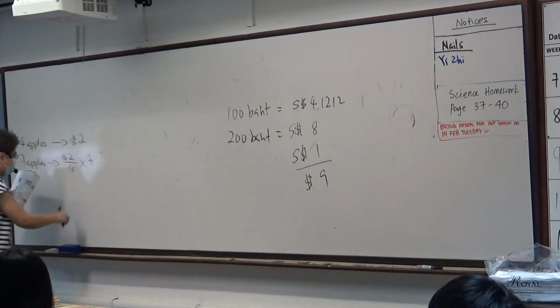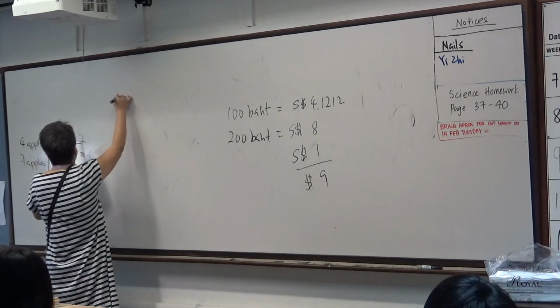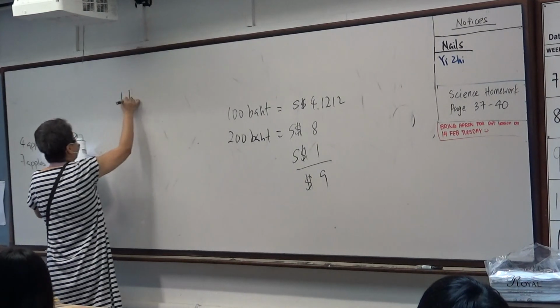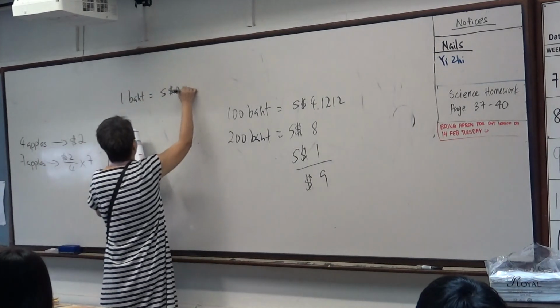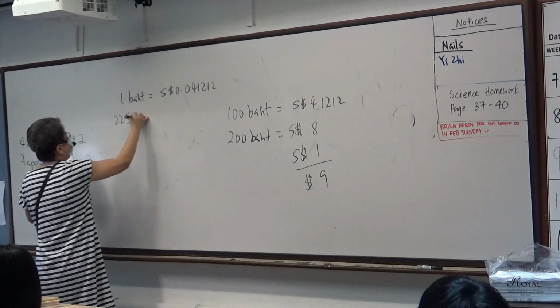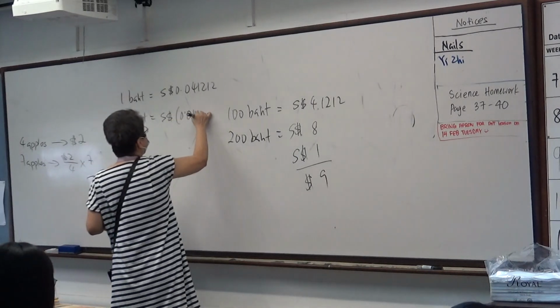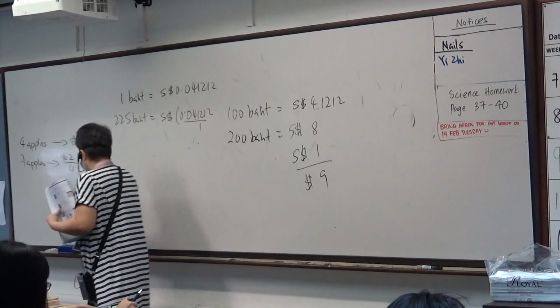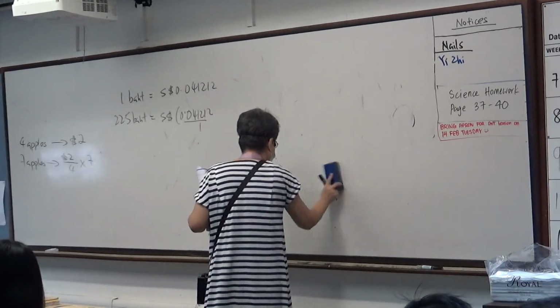Okay, now, I'm going to do this here now. 1 baht is Singapore dollars 0.041212. 225 baht will be Singapore dollar 0.041212 divided by 1 times what? Times 225, very good.